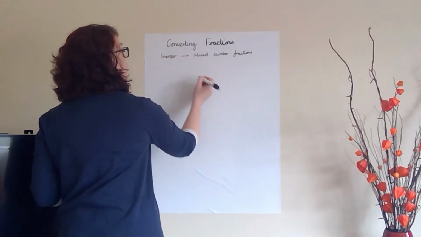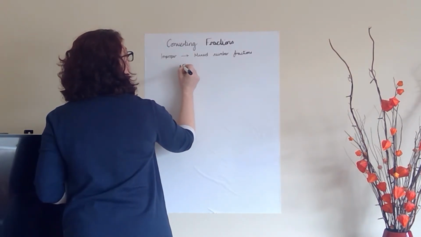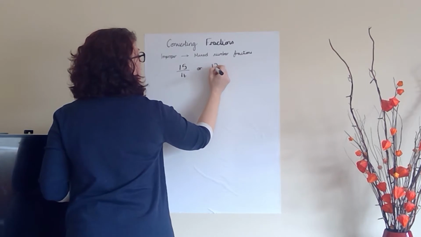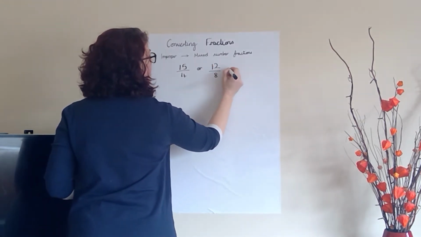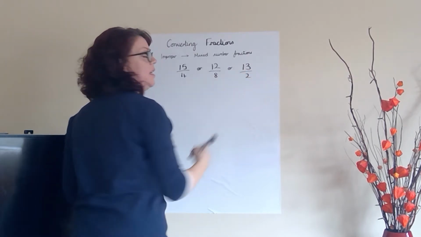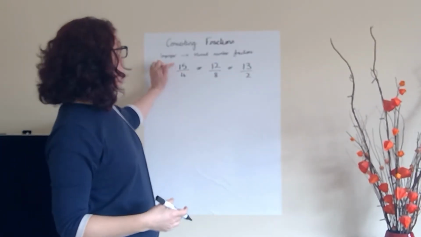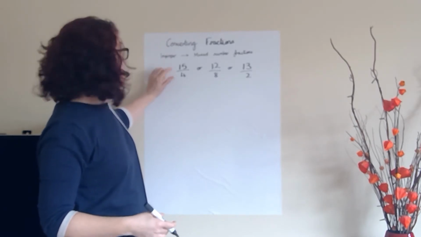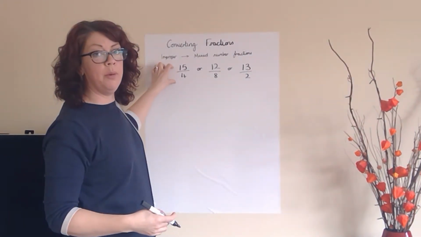So if we have a look, we've got something like 15 quarters or 12 eighths or 13 halves, anything like that, where the numerator, the top number, is bigger than the denominator. That's what we call an improper fraction.